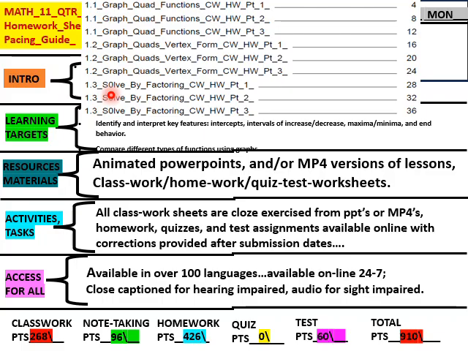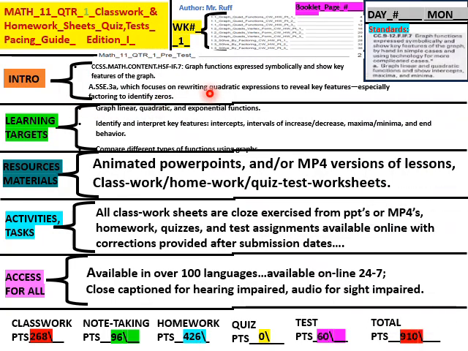And then we go into 1.3, Solve by Factoring, Classwork Homework Part 1. Solve by Factoring, Classwork Homework Part 2. Solve by Factoring, Classwork Homework Part 3. So there is your first week there. That's 36 pages of worksheets and homework sheets. So it's hefty.